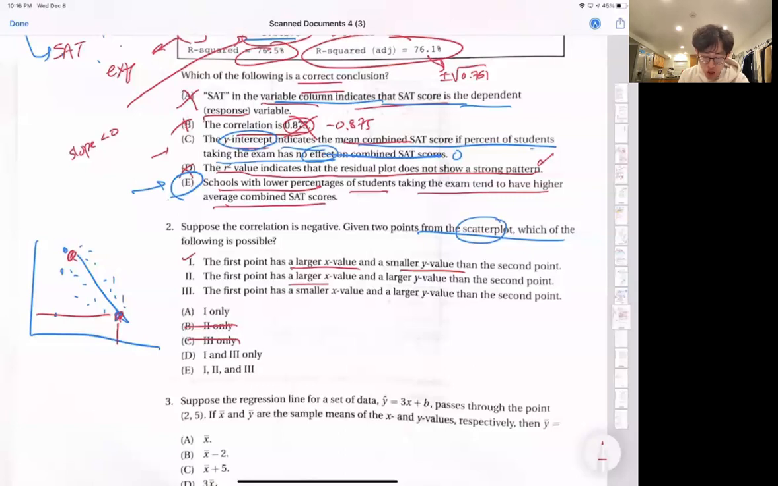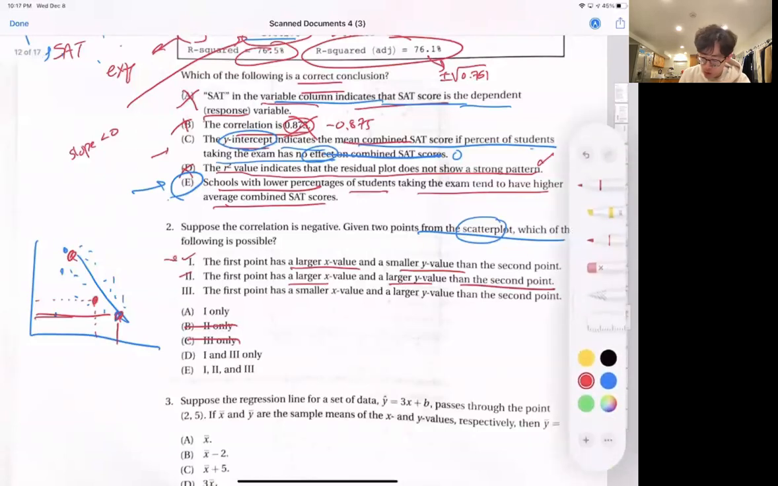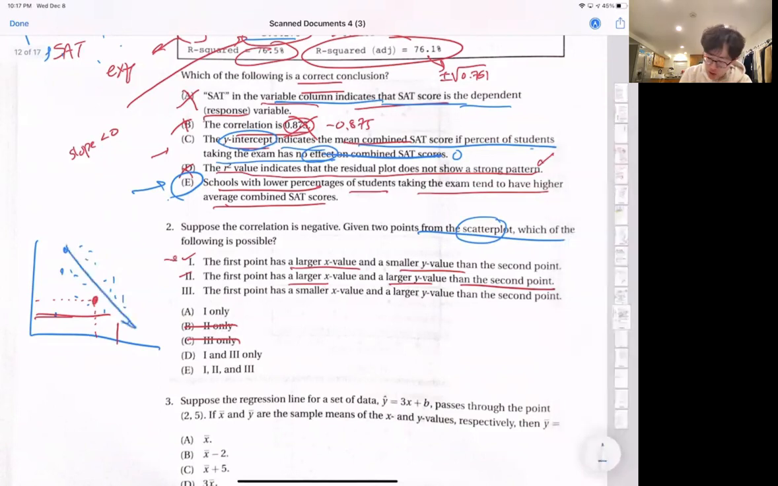The first point has a larger X value and a larger Y value than the second point. So let's say that, for example, something like this, the first point has a large X value and large Y value compared to the second point. Okay, so I think 2 is true, but 1, let me just go over this with you real quick. Sorry, because I kind of drew it wrong here. So that's the linear line.